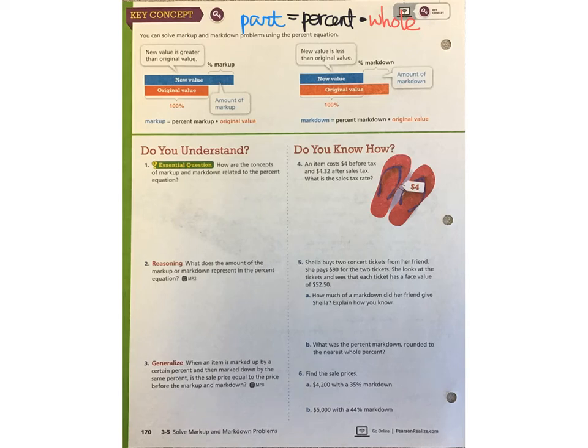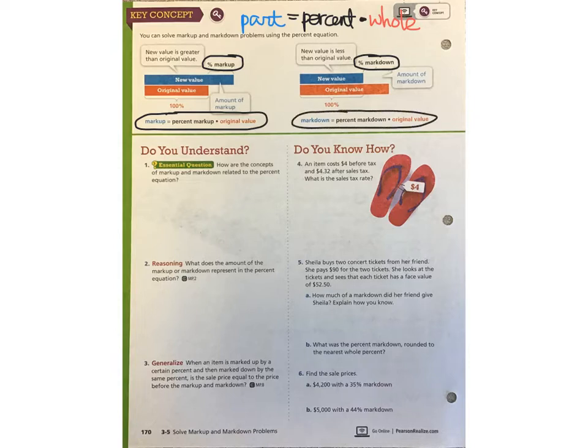First, take a look at your key concept. At the top of the page, we have the idea of solving problems that involve percent markup and percent markdown. Remember, a markup is what happens when a store has to increase the price of something in order to make money when they sell it. Markdown amount, or a percent markdown problem, would be what happens when a store puts something on sale.